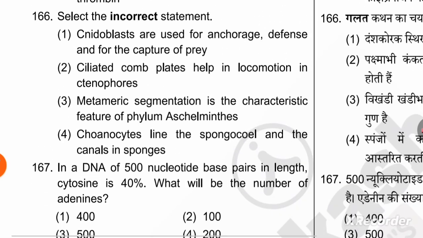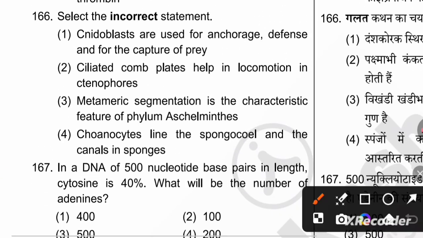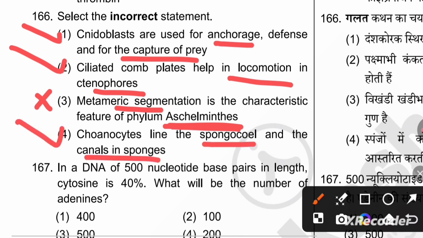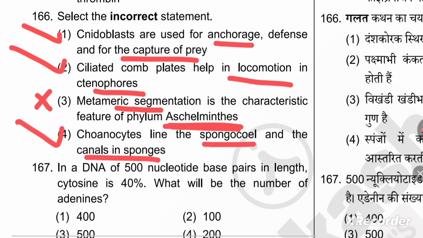Select the incorrect statement. We need to find out in 166th question. Cnidoblasts are used for anchoring, defense and for the capture of prey. This is the correct statement. Then ciliated comb plates help in locomotion in ctenophores. This is also right. Then metameric segmentation is a characteristic of phylum Aschelminthes. No, metameric segmentation we can find in Arthropoda, not in Aschelminthes. So this is the incorrect statement. Choanocytes line the spongocoel and the canals in the sponges. These are right. Third one is the right answer for this question.